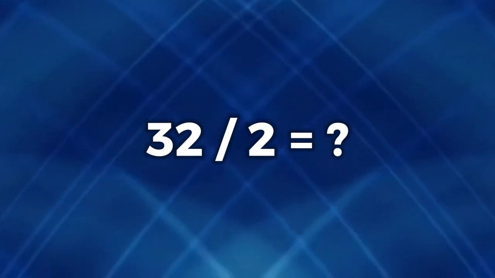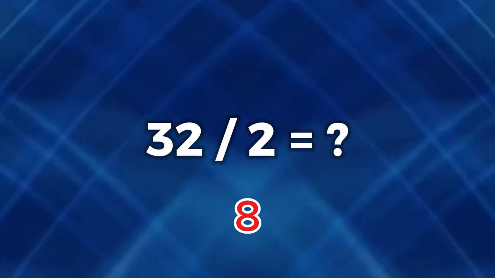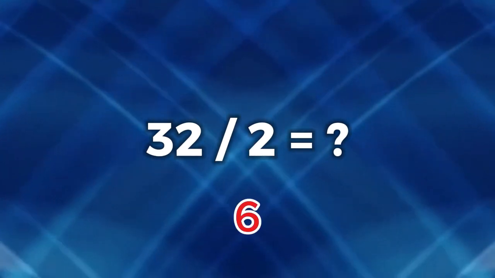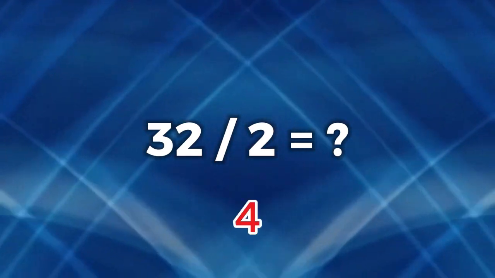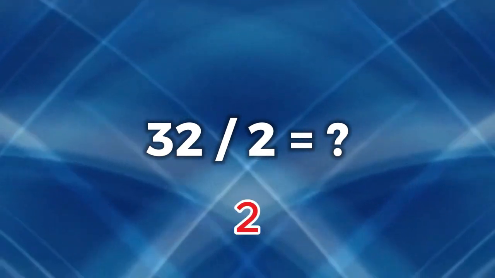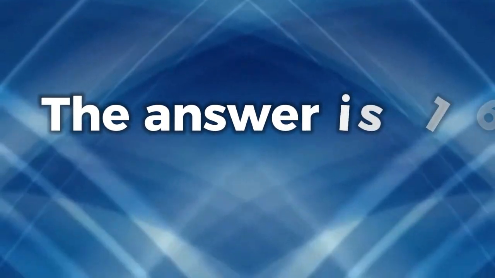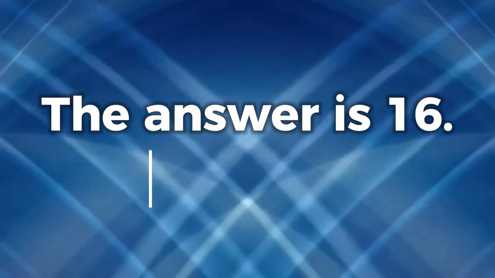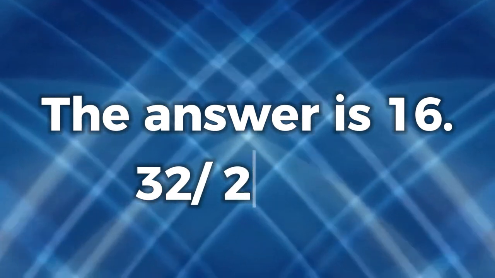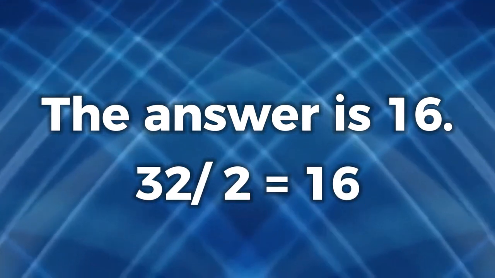For the third problem. What is 32 divided by 2? The answer is 16. 32 divided by 2 is equal to 16.